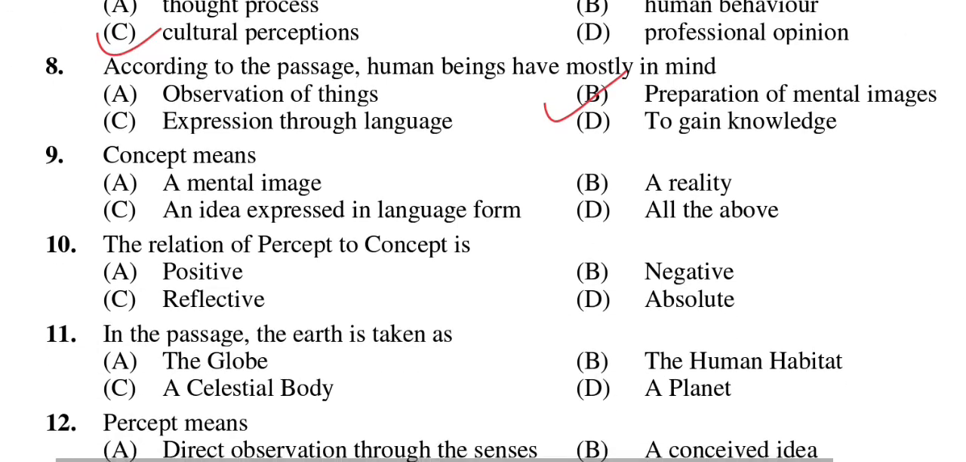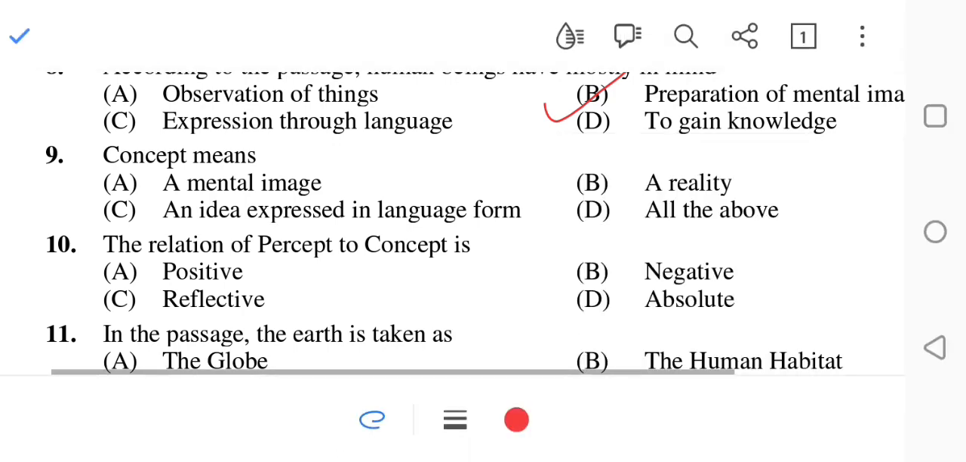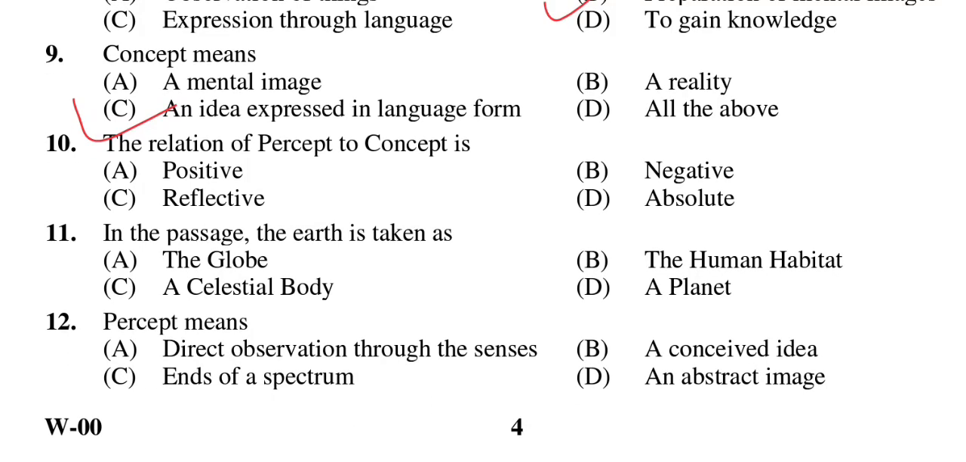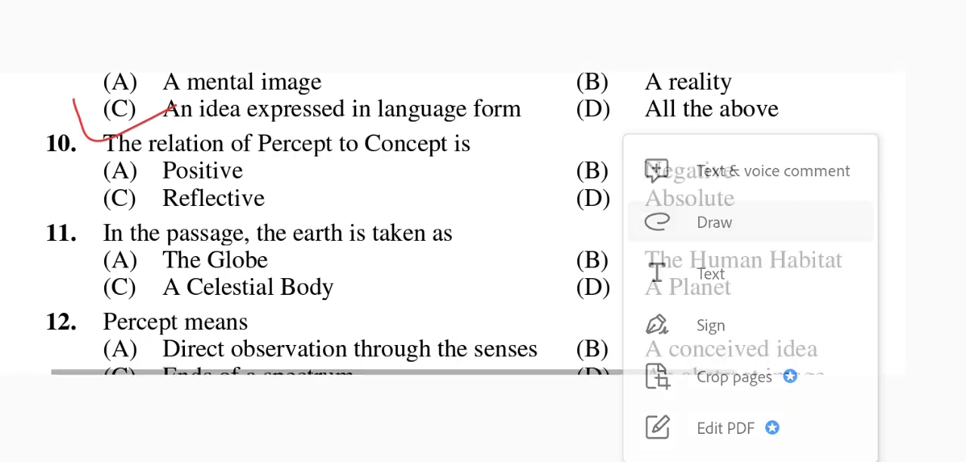Okay, then concept means what? A, a mental image; B, a reality; C, an idea expressed in language form; D, all the above. So the correct answer is, concept means C, an idea expressed in language form. Number 10, the relation of percept to concept is what? A, positive; B, negative; C, reflective; D, absolute. So the correct answer will be C, reflective. The relation of percept to concept is reflective.